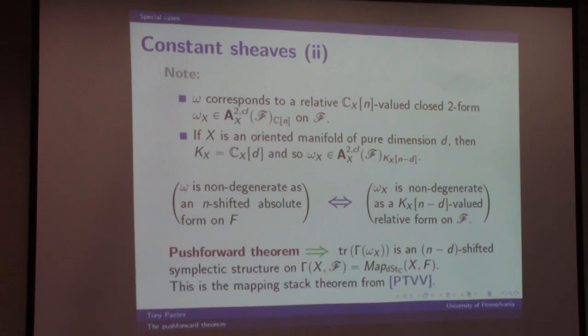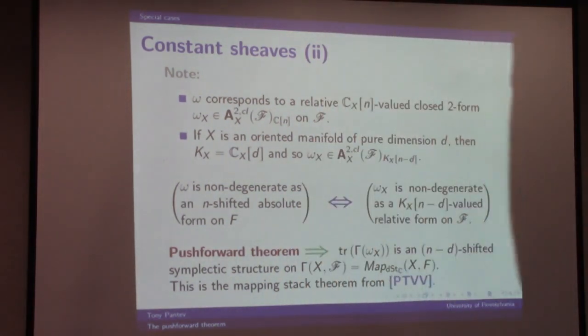So this is the algebraic version of the AKSZ formula, which says that the mapping stack from something which is oriented, which is Calabi-Yau, to something which is n-shifted symplectic, is n minus d shifted symplectic. So it's just a special case of this push-forward theorem applied to the constant sheaf.